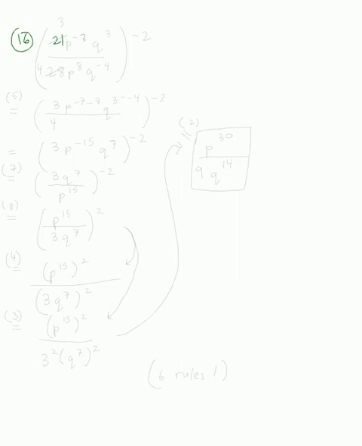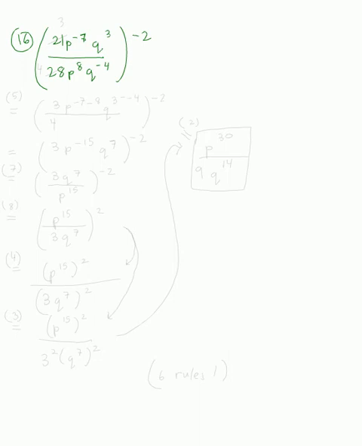We have (21p^-7 q^3) / (28p^8 q^-4) all to the negative second power. Tough problem, and there are so many ways we can approach it. Personally, I like to deal with the parentheses first and simplify the inside before applying the power on the outside.